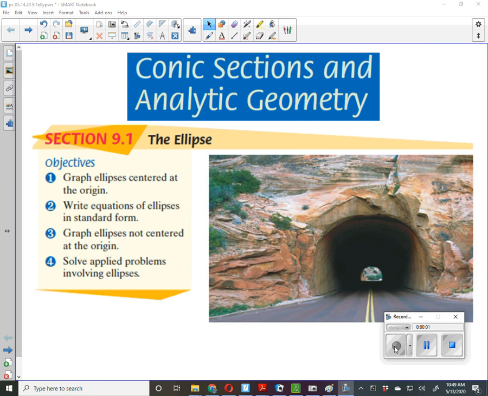All right, chapter 9.1, we're continuing with conic sections. Today we're talking about ellipses. We're going to graph ellipses centered at the origin. We're going to write the equation of ellipses in standard form. Graph ellipses not at the center. We're going to skip solving just to keep this simple, I think.